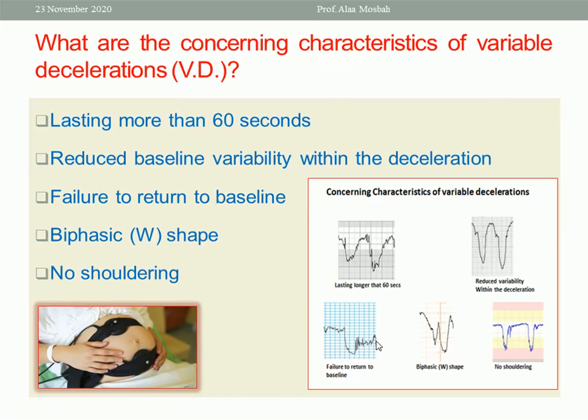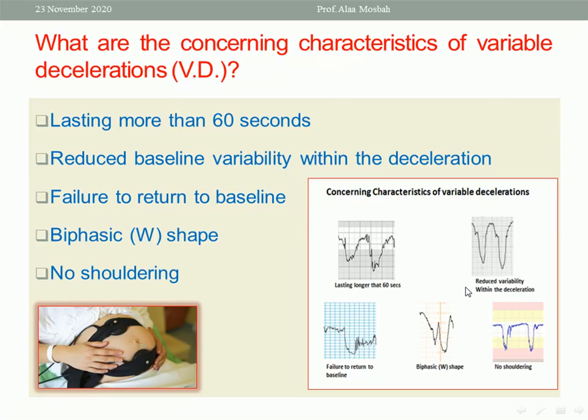Or biphasic or W shape. Biphasic or W shape, like this deceleration. It looks like the letter W. Okay? It's called the biphasic or W shape.